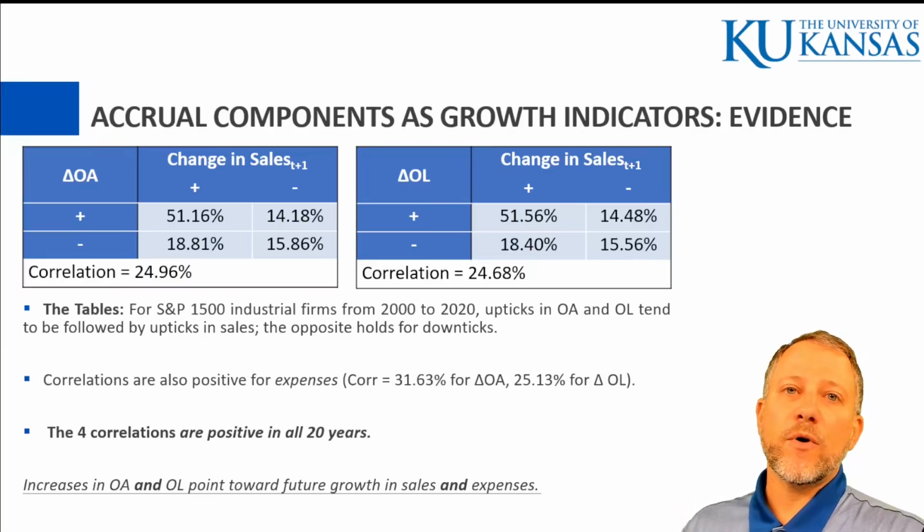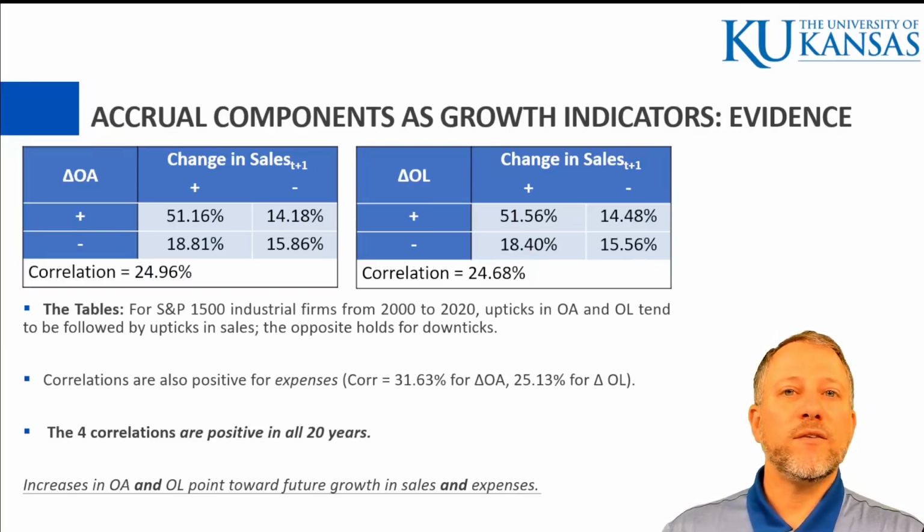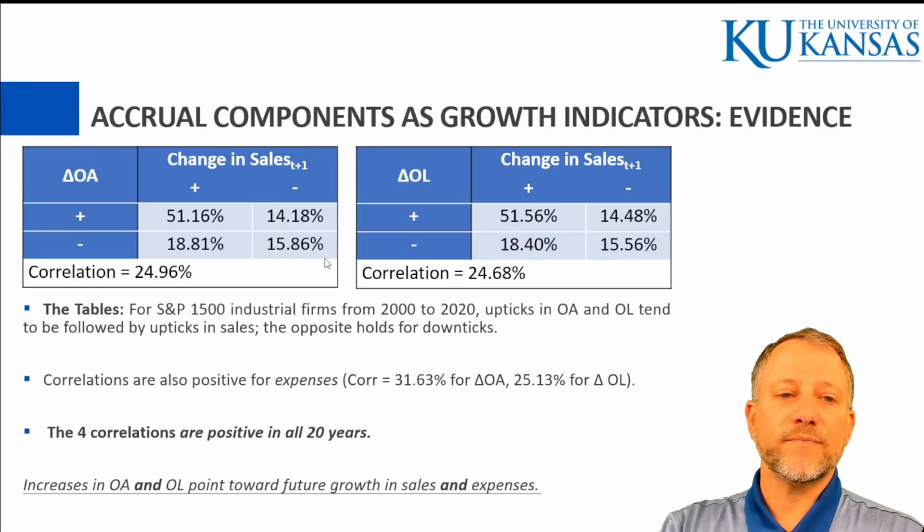For example, we could look at Apple in 2010 and say, starting from the first table, during 2010, did Apple's operating assets increase or decrease? If so, what happened to Apple's sales in 2011? Did their sales increase or decrease? And again, we did this for all of the companies in the S&P 1500 over a period of 20 years.